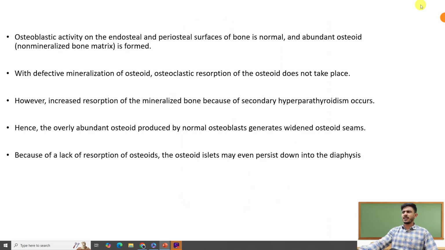So what happens is, the overly abundant osteoid produced by normal osteoblasts generates wide osteoid seams, but there are no blood vessels to absorb the osteoid, and the osteoid continues to grow downwards and may even extend down into the diaphysis beyond the metaphysis sometimes.